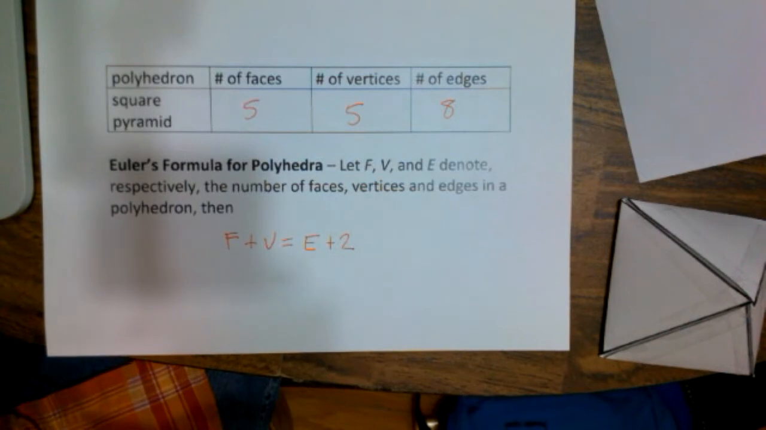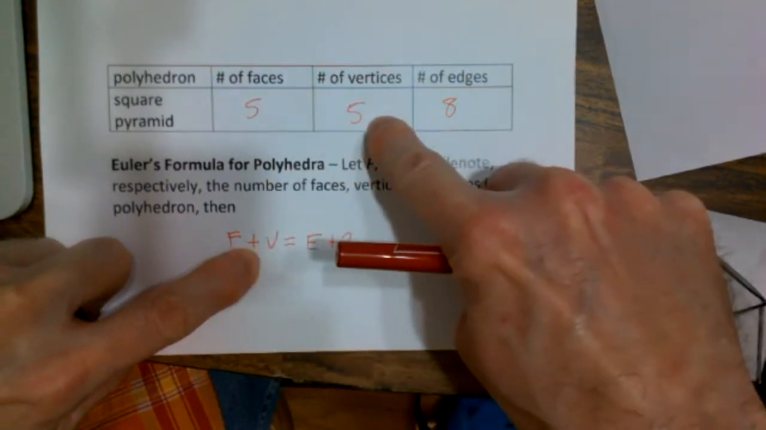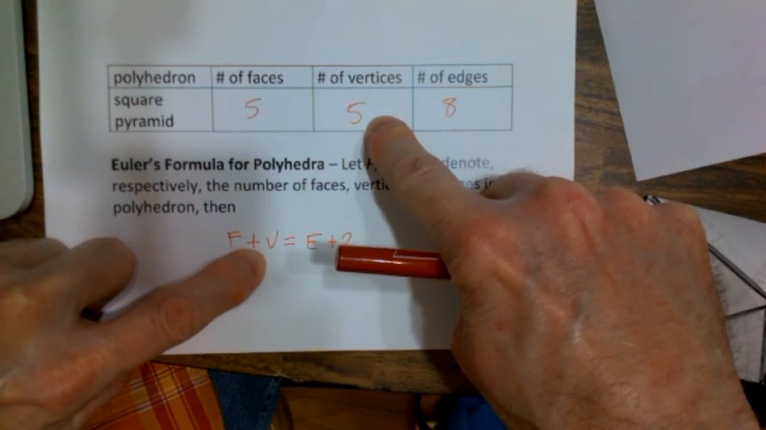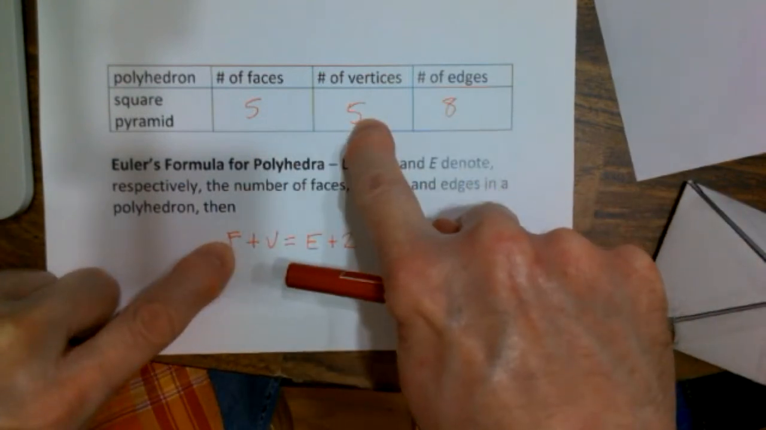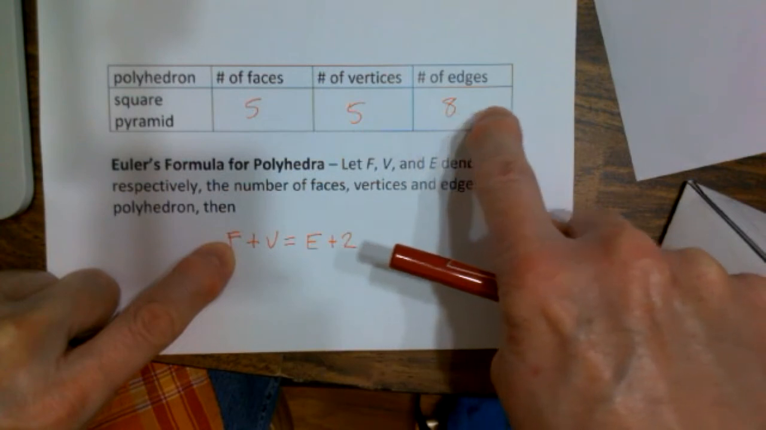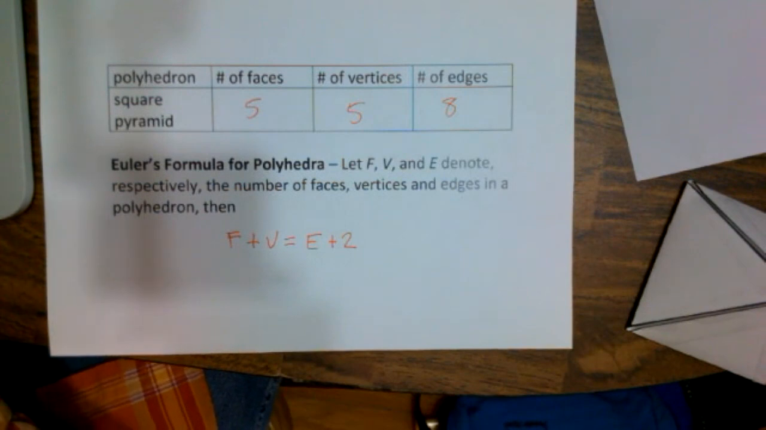Let's see if that's so in this case. In our case, the number of faces is 5, so that's F. The number of vertices is also 5, that's V. And the number of edges is 8. 5 plus 5 is 10, which is equal to 8 plus 2. And you can check this on other polyhedra as well, but this is just to introduce the concept.